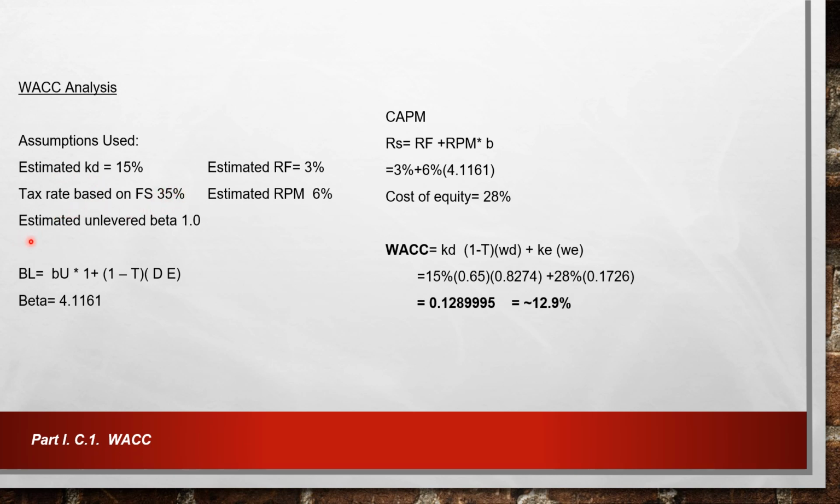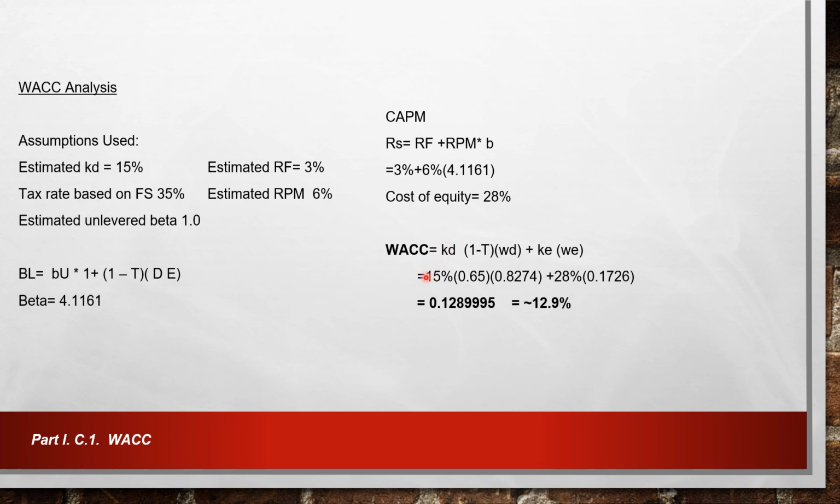It is 35%. The estimated unlevered beta is 1.0, assuming Paramount has no debt. The estimated risk-free rate is 3%, gathered from research from the U.S. Treasury database. For 2010, it is averaging at 3%. On the same source, the estimated risk premium is 5.6%, so we just used 6%. Using the CAPM model for the cost of equity, risk-free rate plus risk premium multiplied by the beta, we have 3% plus 6% times 4.1161. So we have a cost of equity of 28%.